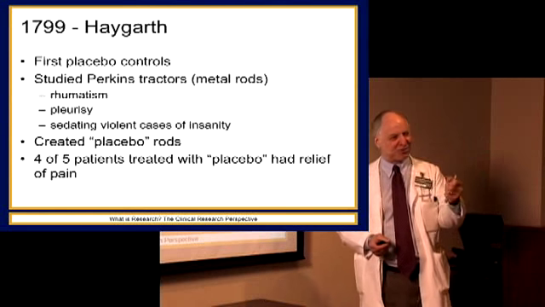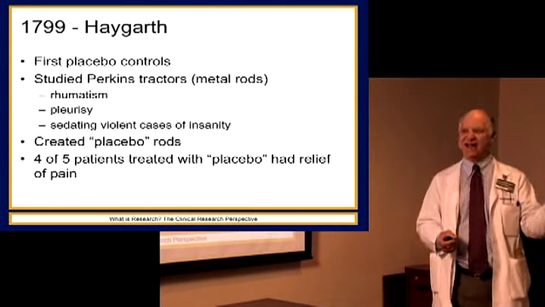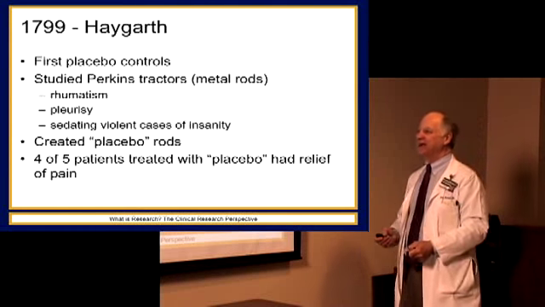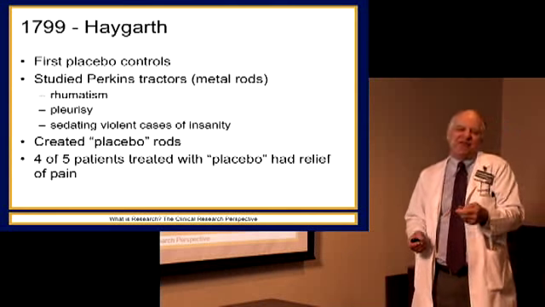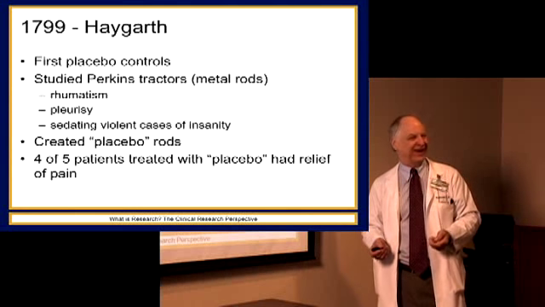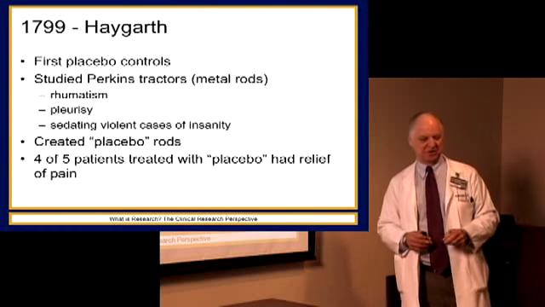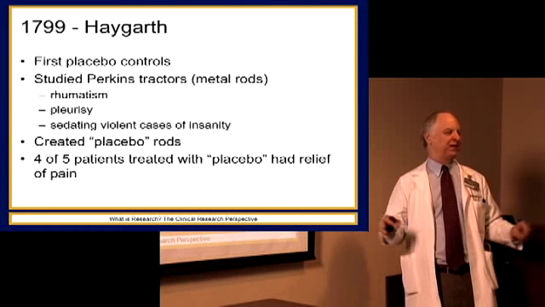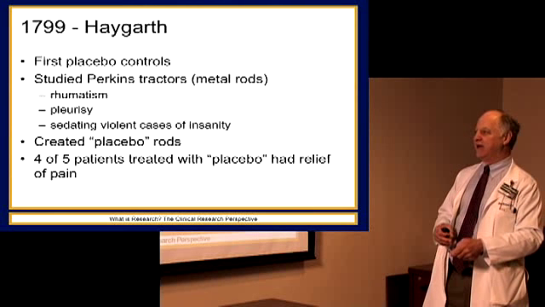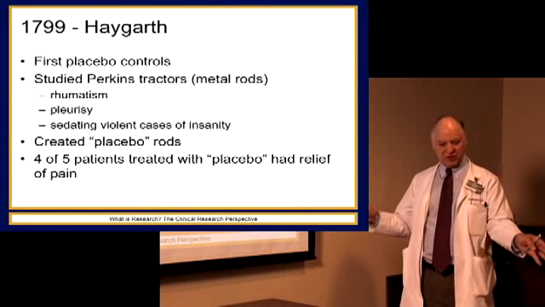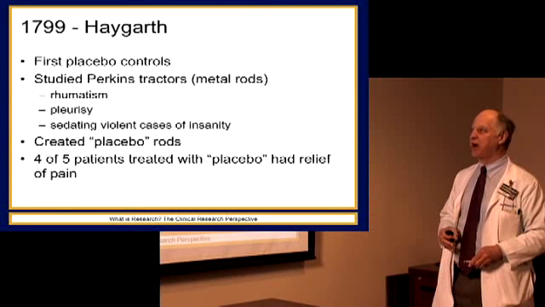The way these rods were used is that they would beat people on the back with them, and it would make whatever that disease was go away. You know, I'm going to beat this out of you. And so he had trouble believing that these were doing any good for patients. So he created placebo rods, which were different shape and size and not the same metal and so forth.